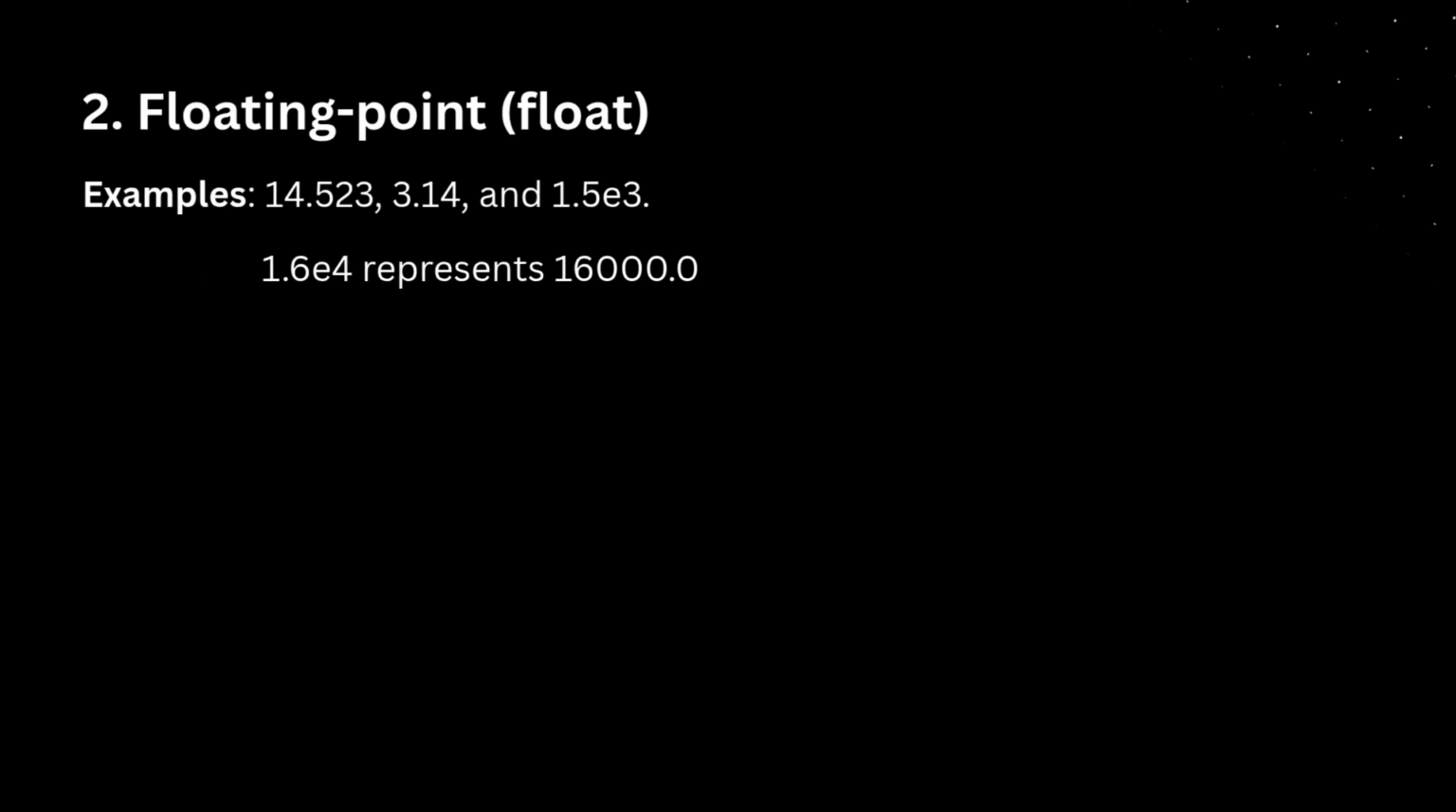Next is floating point. A floating point number is a numeric value that contains a decimal point or can be expressed in scientific notation. For example, 14.523, 3.14 and 1E3. In Python, floating point numbers are represented by the float class, which can store positive, negative or 0 values. The float type also supports scientific notation. For example, 1.6E4 represents 16,000. Python's float class follows the IEEE 754 standard for floating point arithmetic and provides precision of about 15 decimal places.